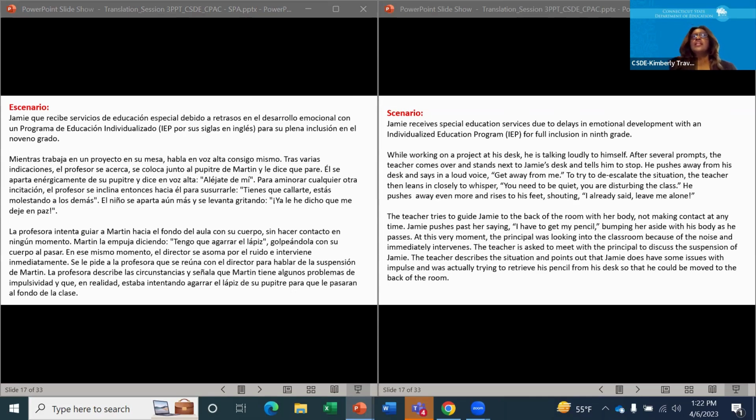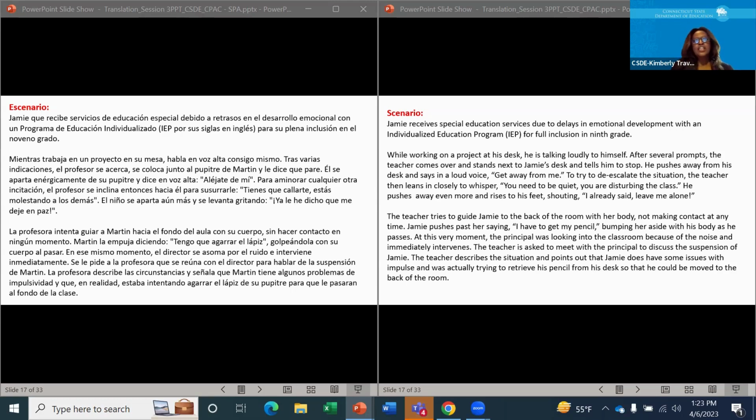So the scenario is, Jamie receives special education services due to delays in emotional development with an IEP for full inclusion in 9th grade. While working on a project at his desk, he is talking loudly to himself. After several prompts, the teacher comes over and stands next to Jamie's desk and tells him to stop. He pushes away from his desk and says in a loud voice, "Get away from me." To try to de-escalate the situation, the teacher then leans in closely to whisper, "You need to be quiet. You are disturbing the class." He pushes away even more and rises to his feet and shouts, "I already said, leave me alone."